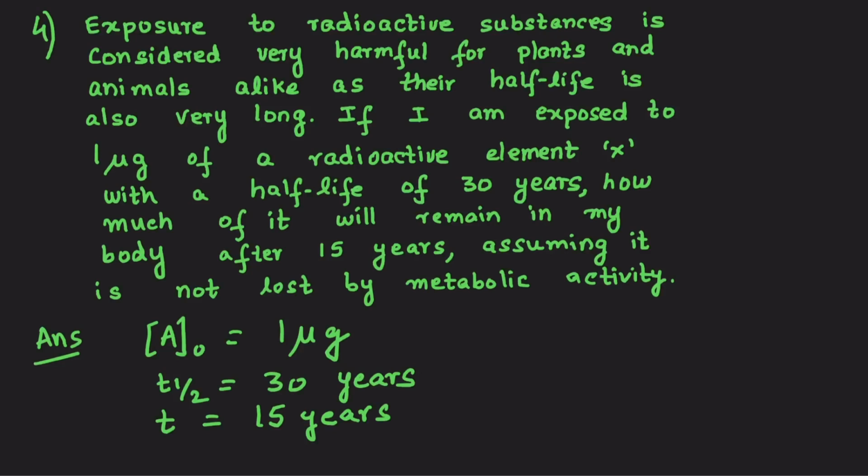Okay, so what have we got over here? The initial concentration of the radioactive substance is 1 microgram. Half-life period is 30 years. I have to determine the amount after 15 years. That means what do we have to determine? We have to determine AT. Not concentration, sorry, this is the mass that we are talking about. So how much of it would be left in the body after a time interval of 15 years?